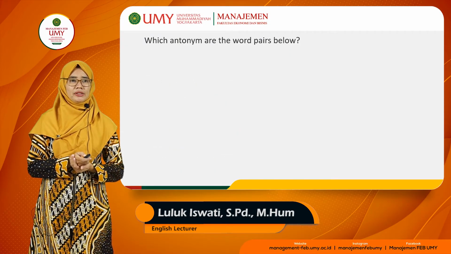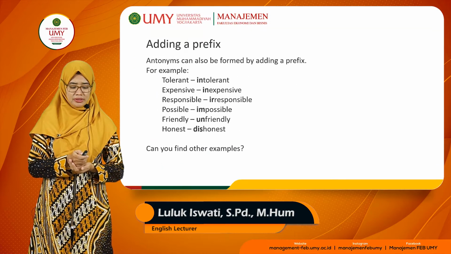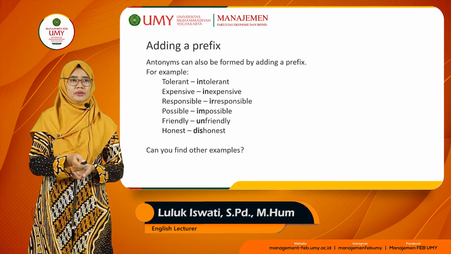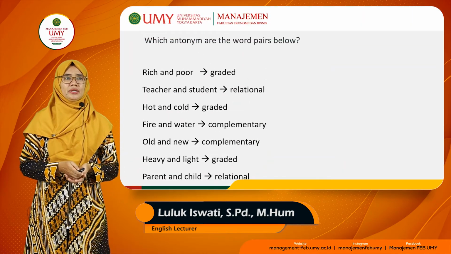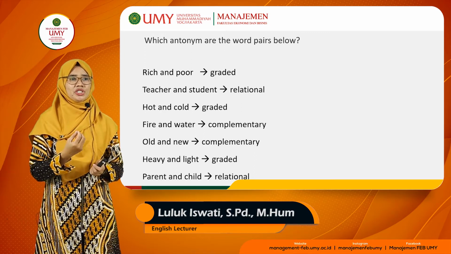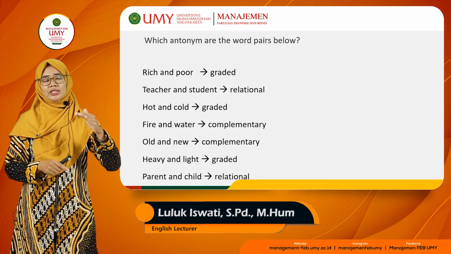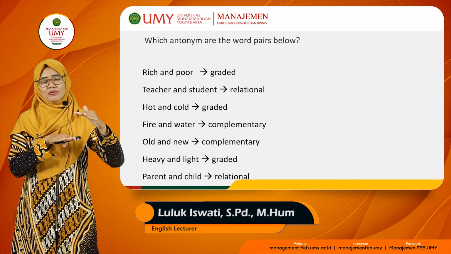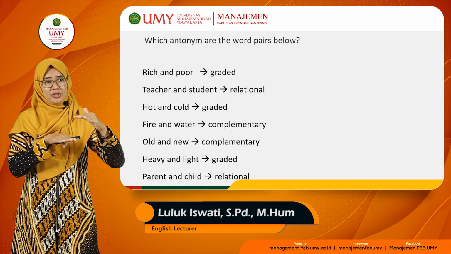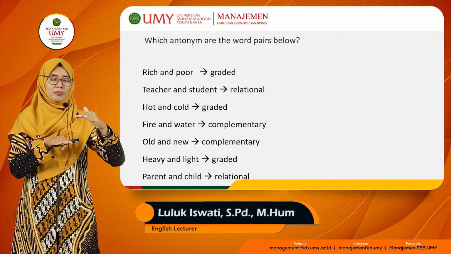Now look at the following examples. Here the words rich and poor are graded, right? Because between rich and poor there is someone who comes in between: not very rich, not very poor, medium.